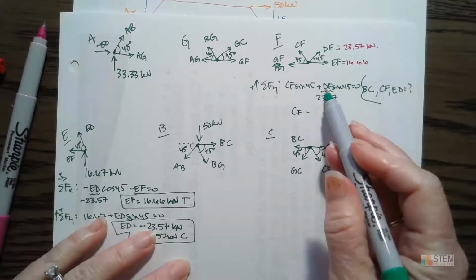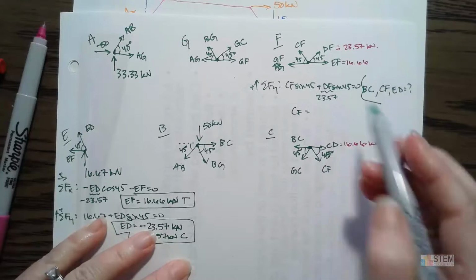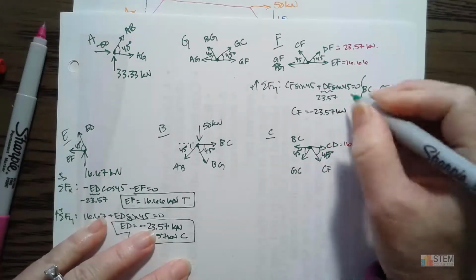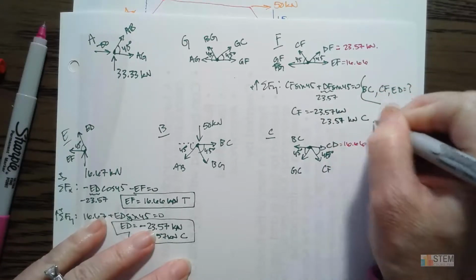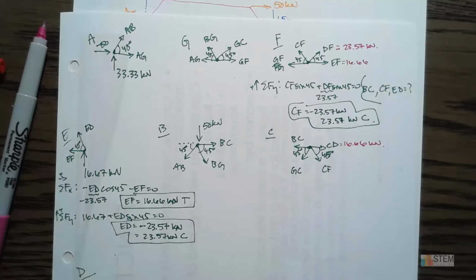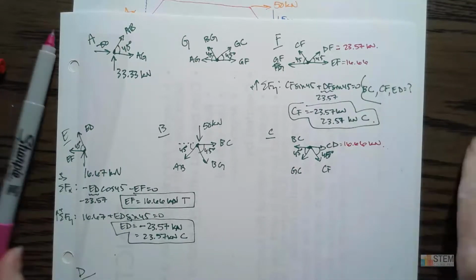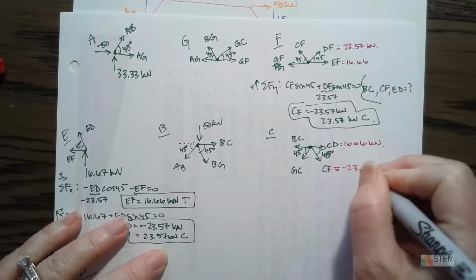And if you notice, you're going to move this over. It becomes negative. The sine 45s cancel, so we get negative 23.57, which means it is in compression. All right, so there is CF. Okay, and now we're going to take that and we're going to plug this in to C. All right, so we got down here.